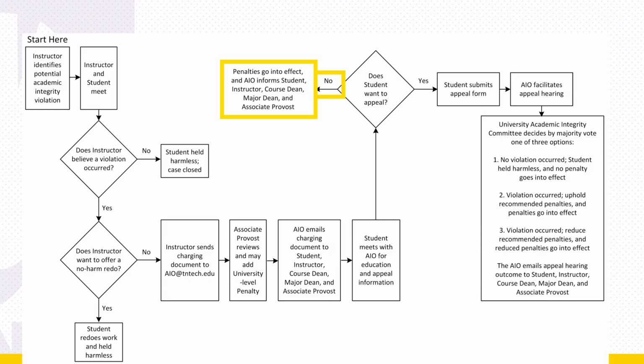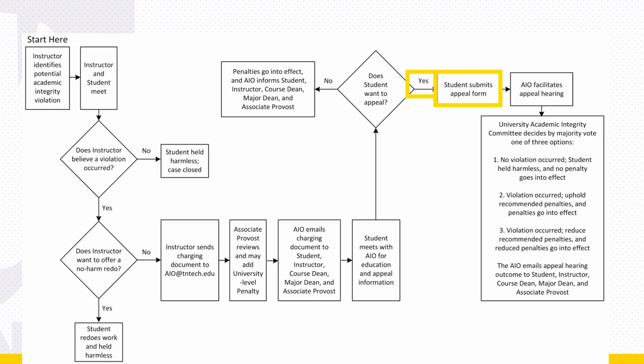The AIO sends an email to the student, you, and the same people copied on the charging document to notify everyone that the process is over and what the next steps are. You will implement your recommended class level penalty. The associate provost will implement the recommended university level penalty, if applicable.